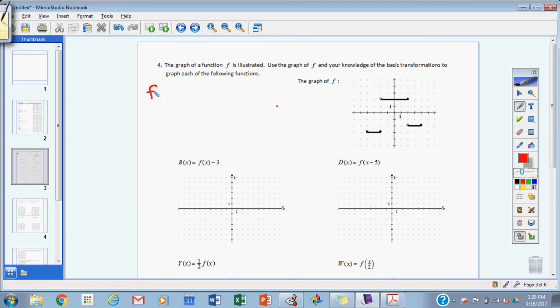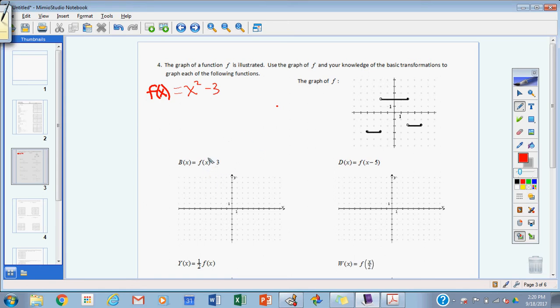If I said to you there was a function f of x that was equal to x squared, and then I said, let's shift this down 3, I hope you would take this right here and shift it down 3 by just minusing 3 on the back end. Well, that's what this first one is saying.